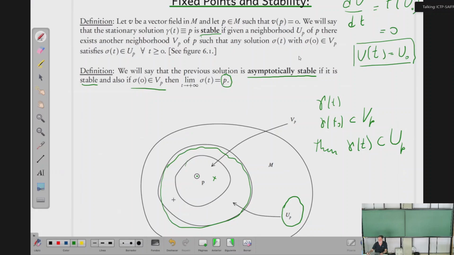So any solution you start inside Vp goes in time to this one. So this is asymptotically stable. It's a stronger condition. Usually that means that there is some dissipation. So let me show you two examples.